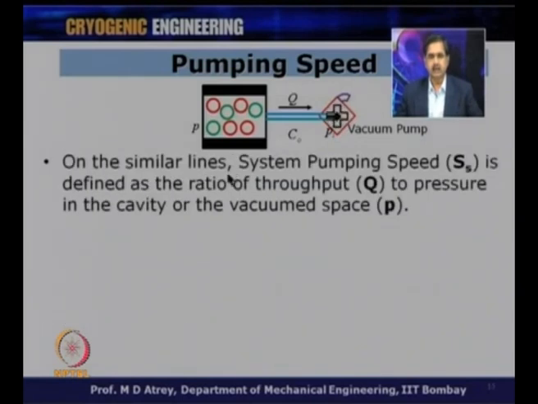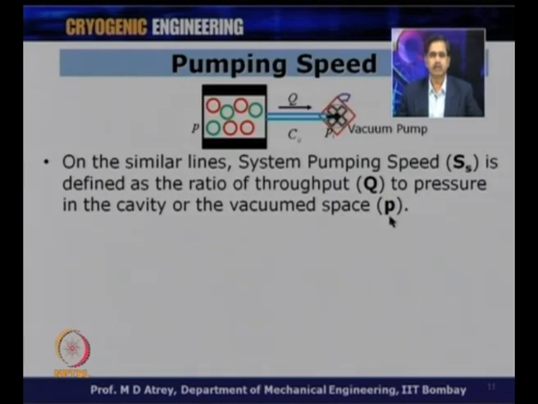On a similar line, there is a system pumping speed. So, we have a vacuum pumping speed, which is what the pumping speed is normally referred to as, and then we have a system pumping speed, which is specified for the system here. All right, this is my system to be vacuumed. This is the vacuum pump I have been utilizing, and this is the way I have connected this vacuum pump to the system. All right. So, on a similar line, system pumping speed SS is defined as the ratio of throughput Q to the pressure in the cavity or the vacuum.